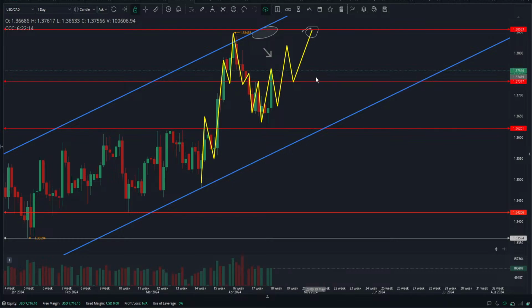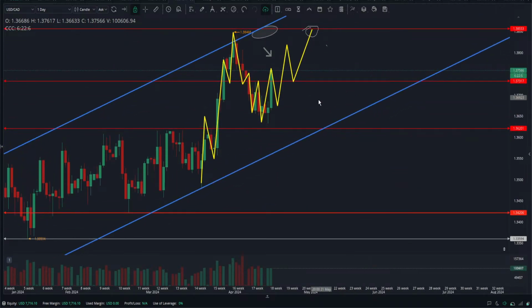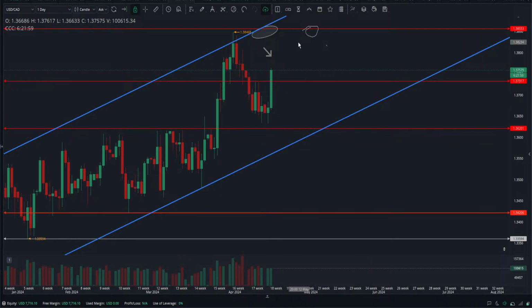From here I will be looking for further information whether the price is going to continue in this direction towards 1.3978 or is it going to fall from here. But right now the market structure has changed to bullish, and I'll be looking for buying opportunities in this one with a target of at least 1.3855.